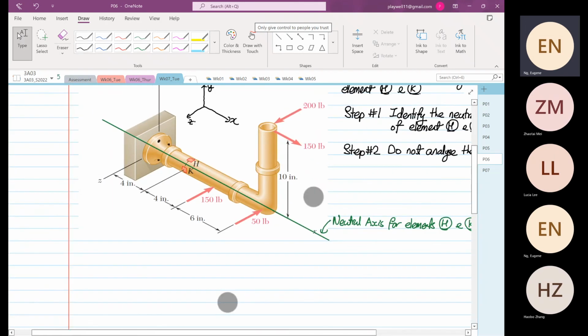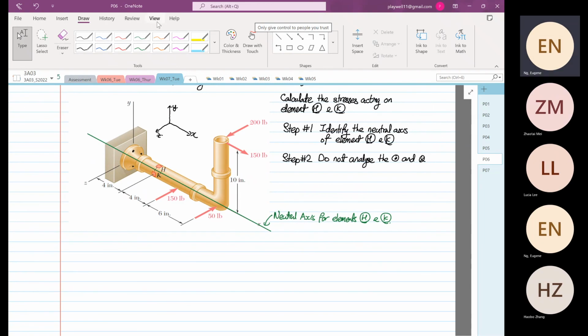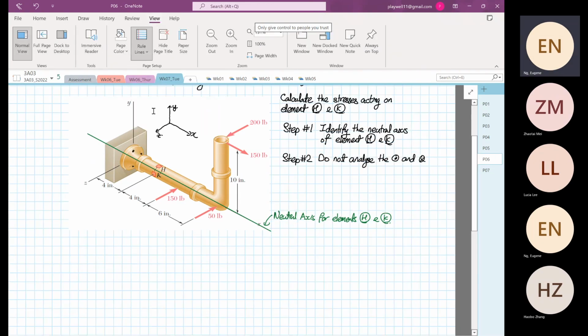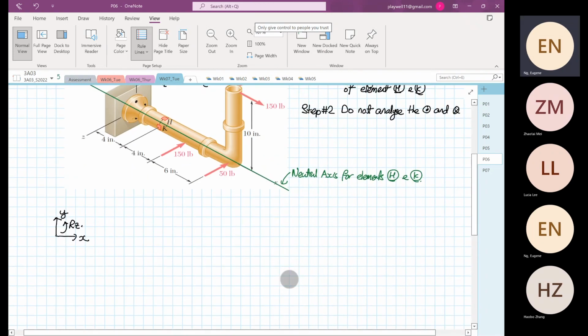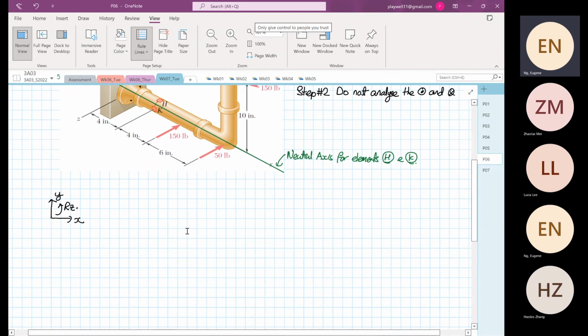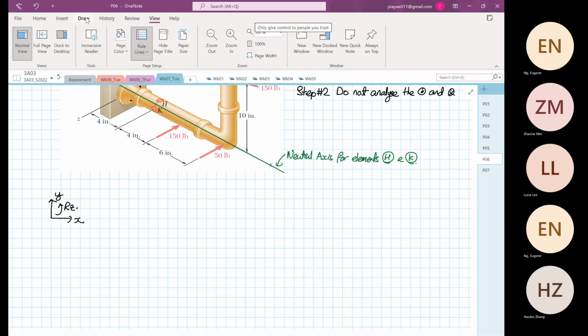So the first thing that we're going to do is view the structure in a different plane. The first plane that we're going to view is in this direction. So this is my transformation, right? And this is our X, and this is our Y, and over here, this is rotation about Z. Okay, so we're going to view the structure in 2D now, and then from there, we're going to sketch.